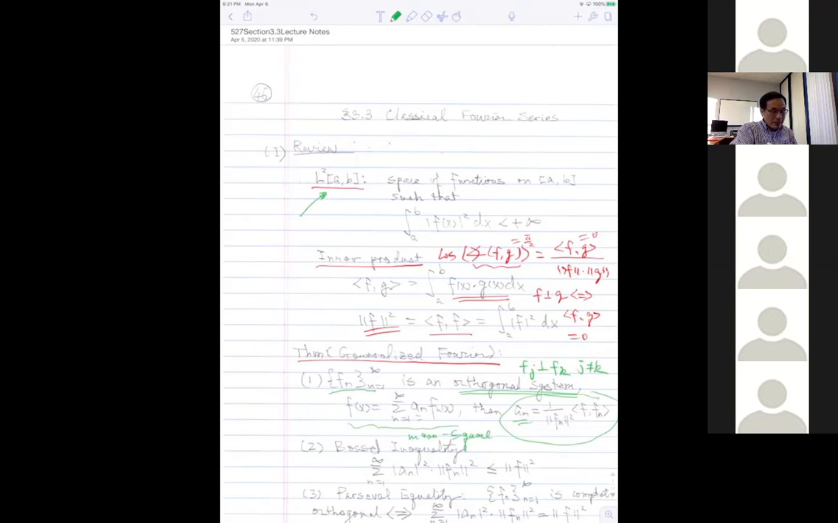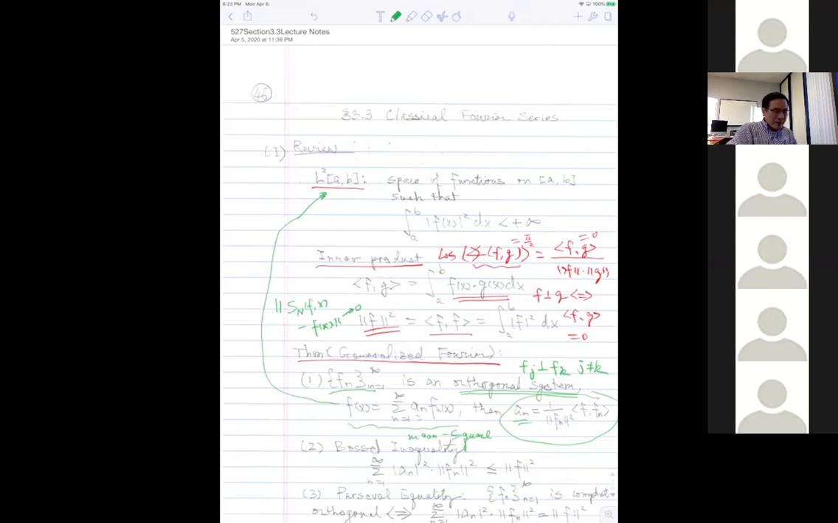But in this case, it is convergent in the mean square sense. That means that the norm of the difference between f(x) and the finite sum converges to 0 in the L2 norm. So that is the convergence.